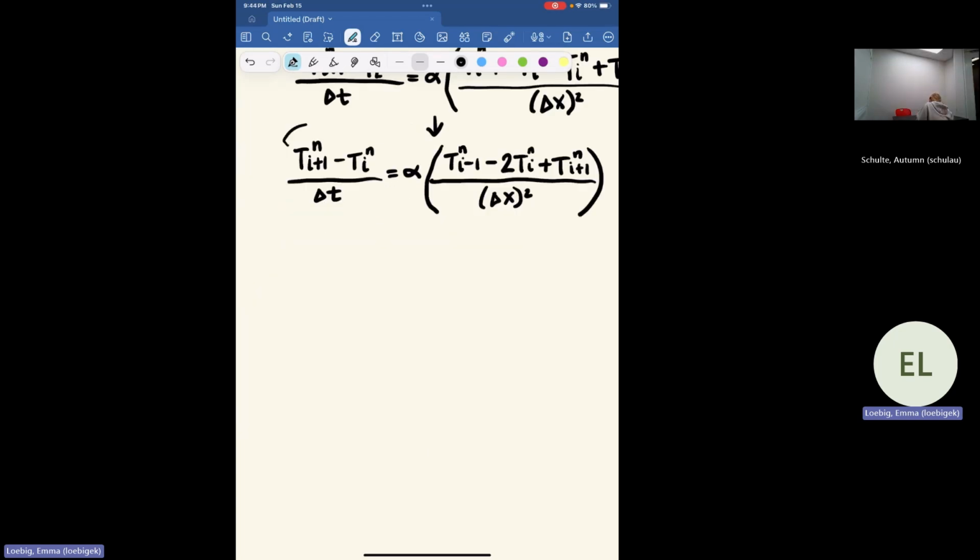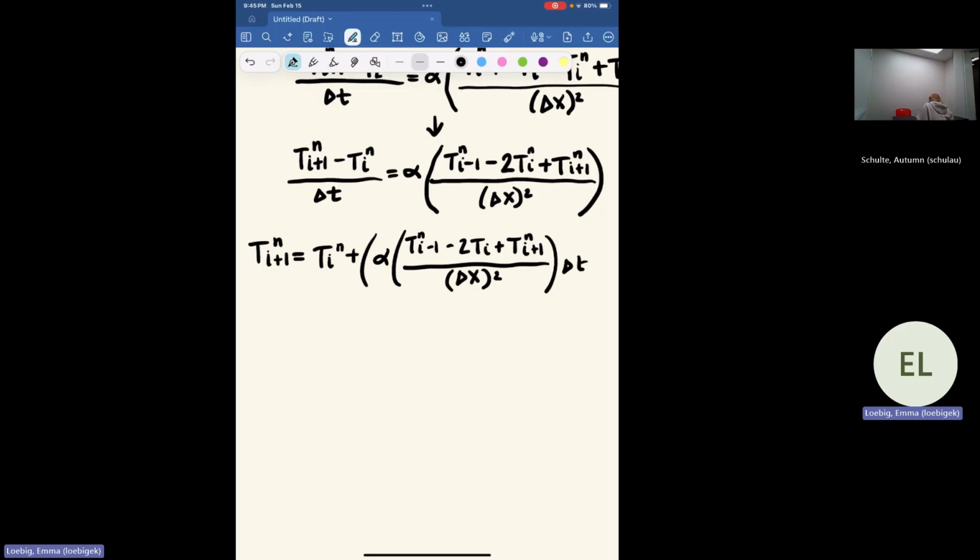So we are going to be concerned with solving for this value. So we are going to have the temperature to the right of you at some time n is equal to, moving these other values to the right, the temperature at your position plus the thermal diffusivity multiplied by the temperature to the left of you minus 2 times the temperature at your position plus the temperature to the right of you, all over the change in position squared multiplied by a change in time.